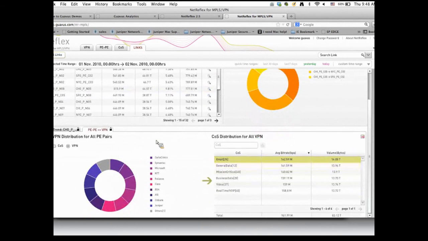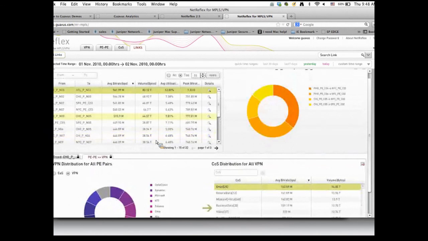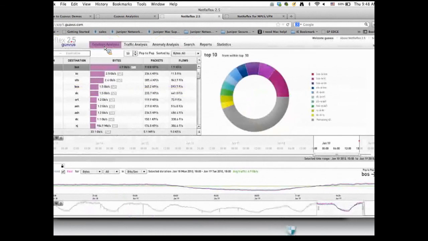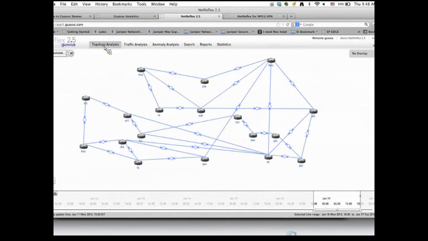So let me quickly switch over to the NetReflex IP product line. This is the NetReflex IP product line. It's basically focused on the IP networks. This particular map is what we call topology analysis. The topology analysis is actually a heat map.